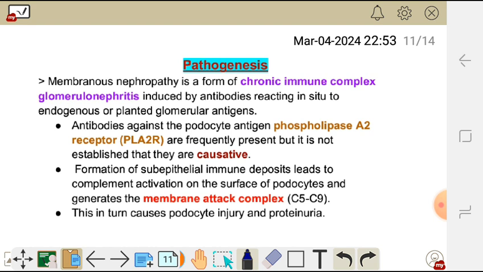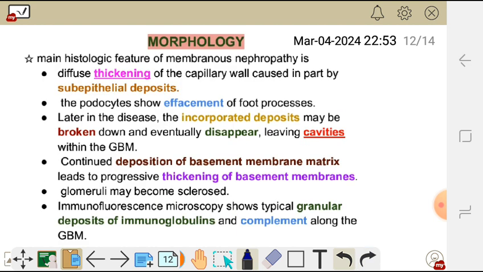Okay, so this in turn will cause podocyte injury and proteinuria. We know that if we have injury to the podocytes, what will follow is the loss of proteins in urine. So that is the pathogenesis of membranous nephropathy. Moving on to the morphology.